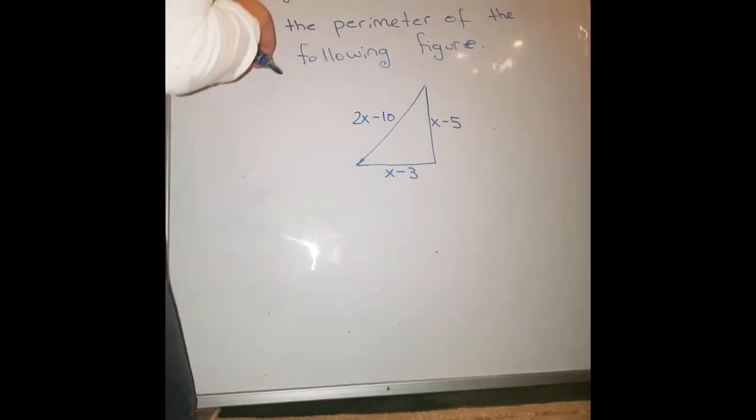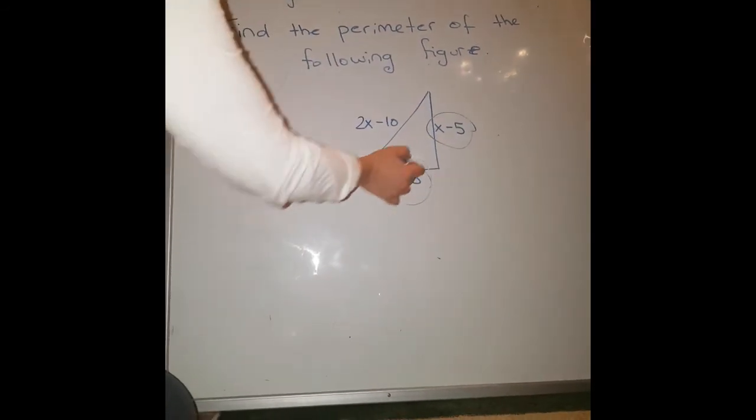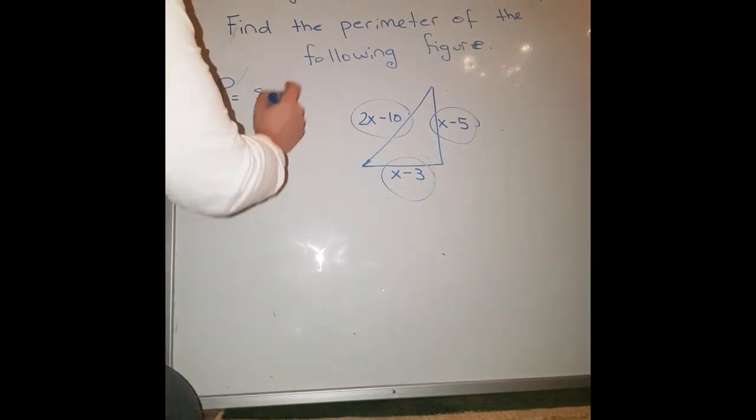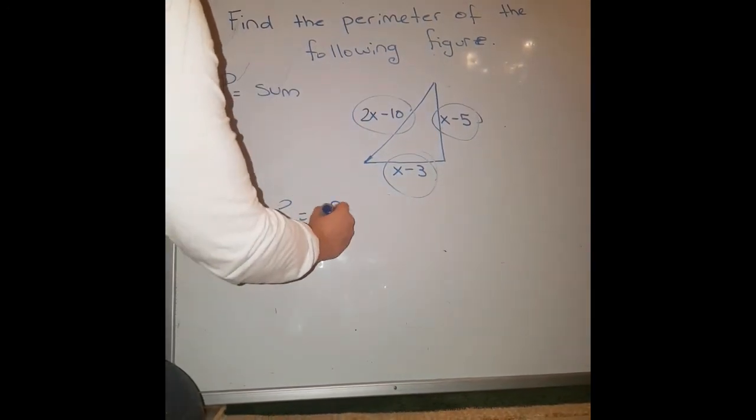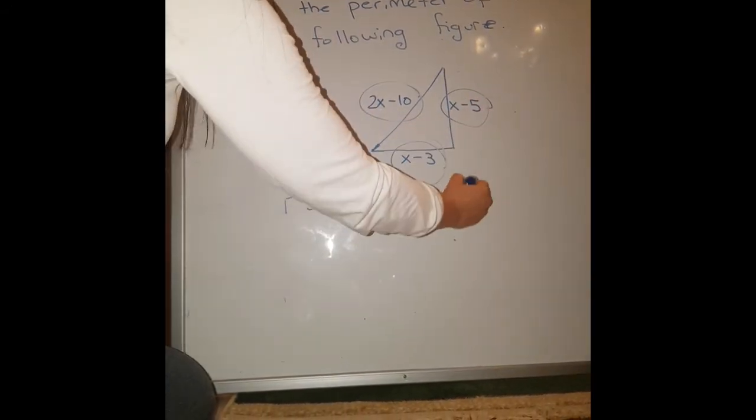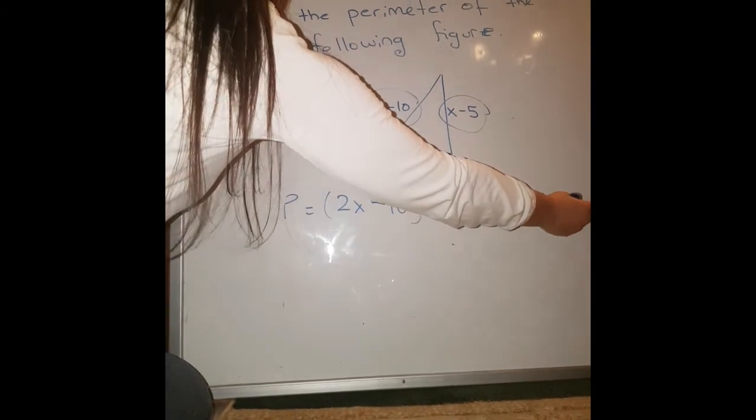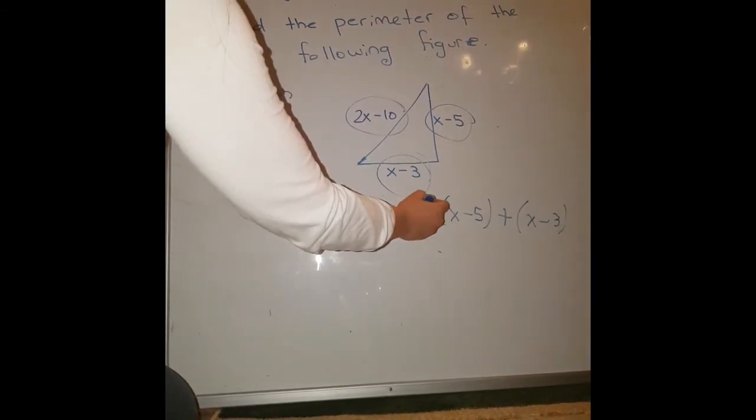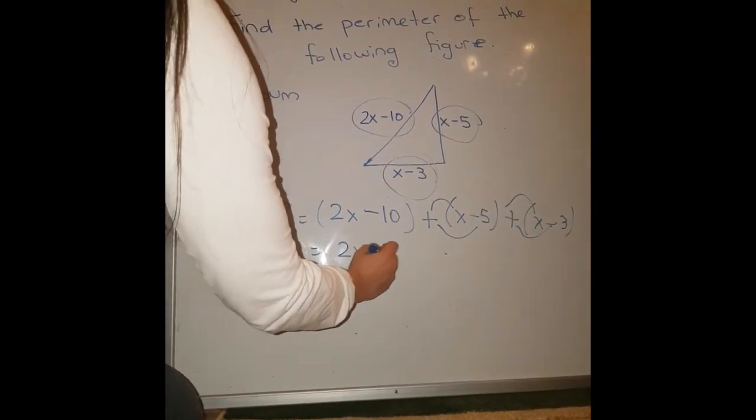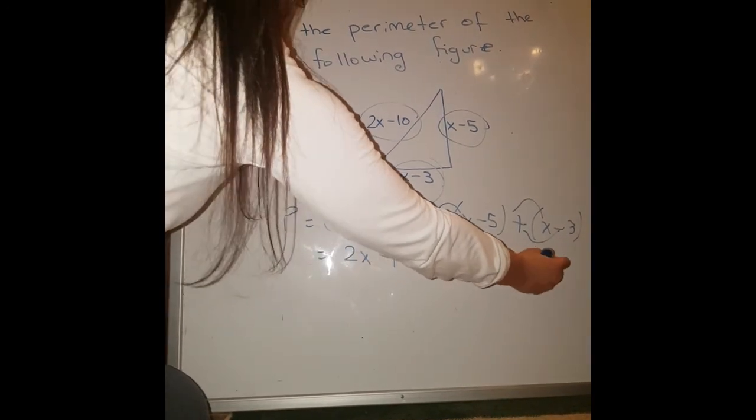Find the perimeter of the following figure. You have a triangle with sides x minus 5, x minus 3, and 2x minus 10. What's the perimeter? It's the sum. So I rewrite P is equal to 2x minus 10 in parentheses plus x minus 5 plus x minus 3. And I open my parentheses up. I distribute. So it's 2x minus 10 plus x minus 5 plus x minus 3.